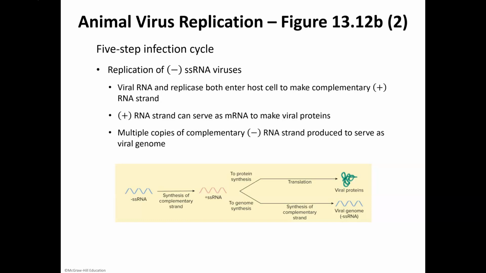So if we have minus-stranded RNA, we have to utilize the minus strand, use viral RNA and replicase to produce the positive strand, because the positive strand is the messenger RNA that we care about. So the negative RNA strand is going to be used to synthesize a positive strand. The positive strand then can be used to produce the protein, and then we also can use a positive strand to produce new complementary minus-stranded RNA, which then can be used as a viral genome.